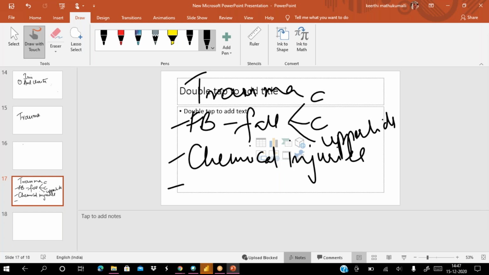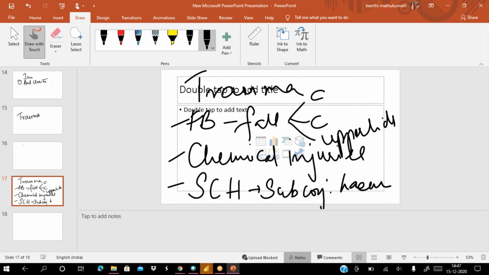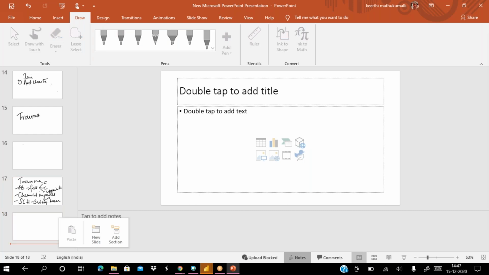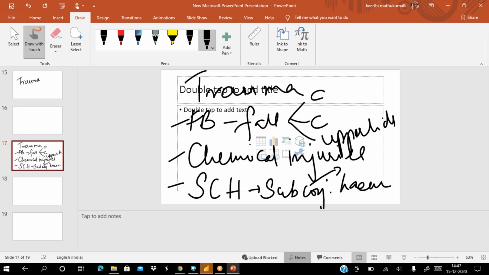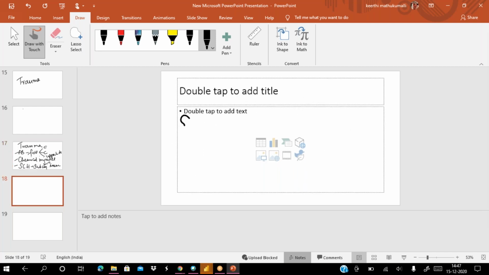Anything else? Okay, I'll tell you the shortcut. SCH. What is this? Subconjunctival hemorrhage. Very good. So, with subconjunctival hemorrhage, we will have red eye. What is the treatment you want to give for subconjunctival hemorrhage? Do you want to treat the patient or not? Anti-VEGF drugs. Not at all required.